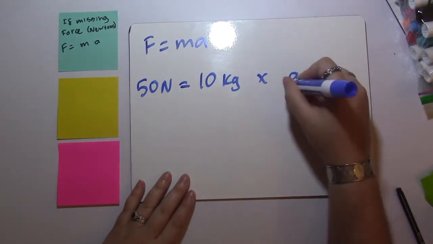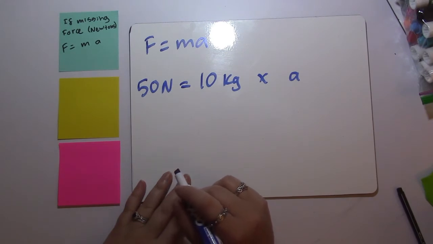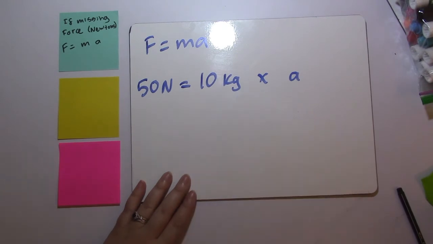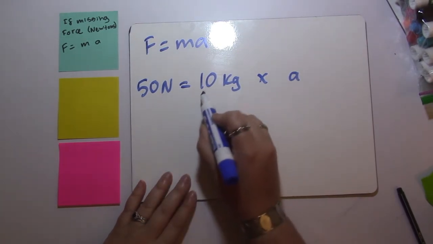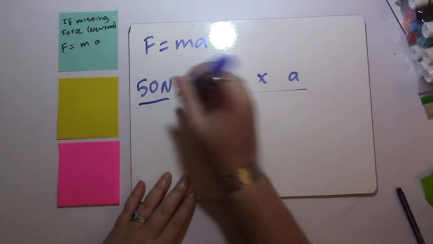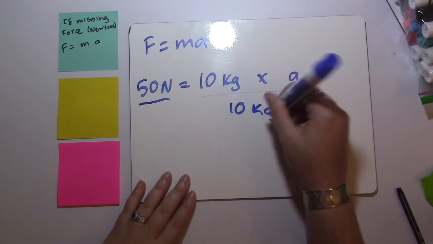So if we're missing acceleration, let's say force is 50 newtons, same as last time, equals 10 kilograms times a. Now a is our missing value. We don't know what acceleration is. So the way we need to fix this is by getting acceleration by itself. We need to get rid of this 10 kilograms. The way we do that is divide both sides by 10 kilograms.